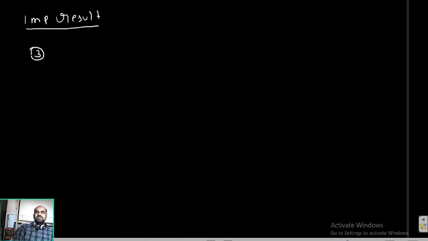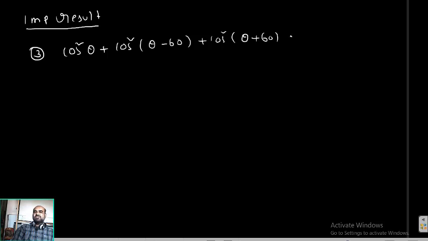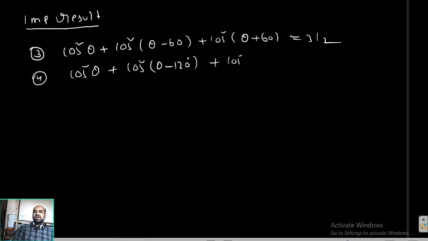So that is the third one: cos square theta plus cos square of 60 degree minus theta plus cos square of 60 degree plus theta is also 3 by 2. Fourth one: cos square theta plus cos square of theta minus 120 degree plus cos square of theta plus 120 degree is also equal to 3 by 2 only. You people can prove, that is not a big problem. So any one of them I can choose. So first of all I want to choose 3.